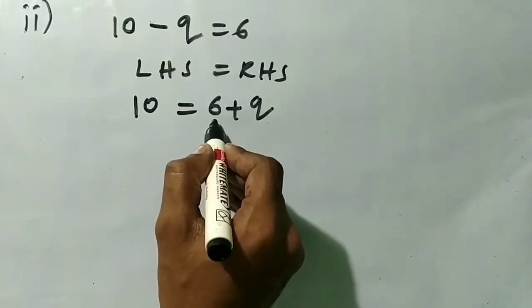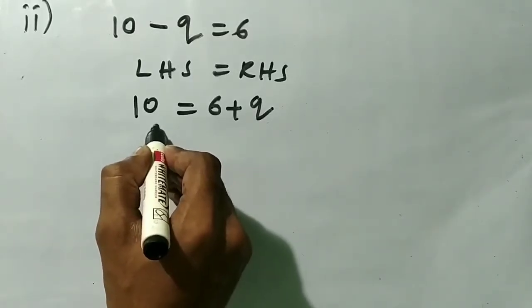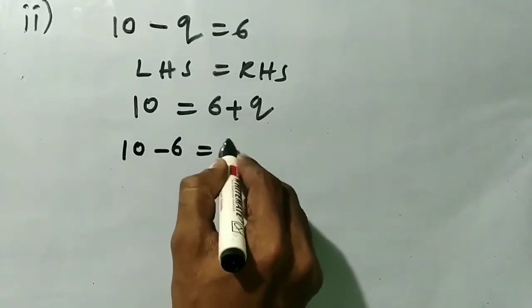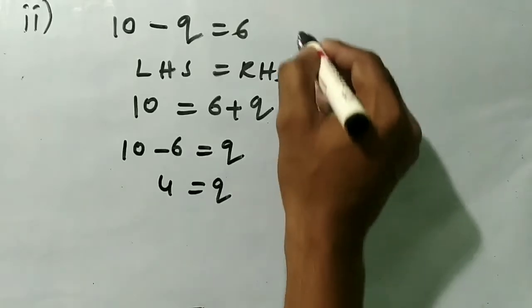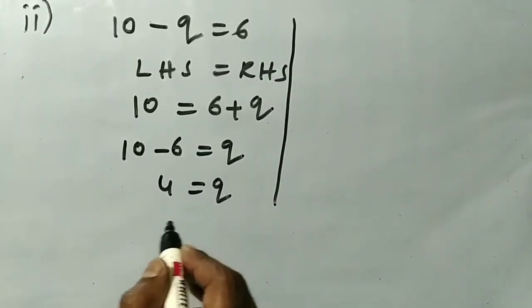And here plus 6. When 6 on the RHS goes to the LHS, it becomes minus because it is plus. 10 minus 6 is equal to q. 10 minus 6 is equal to 4. That is q is equal to 4, and we have to check the result, whether q is equal to 4 is a correct answer or not.